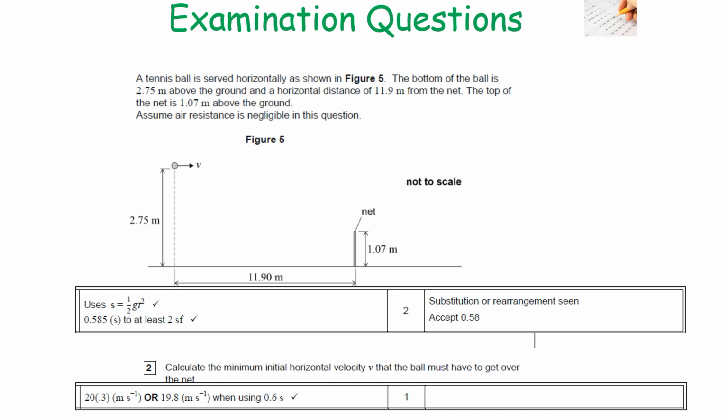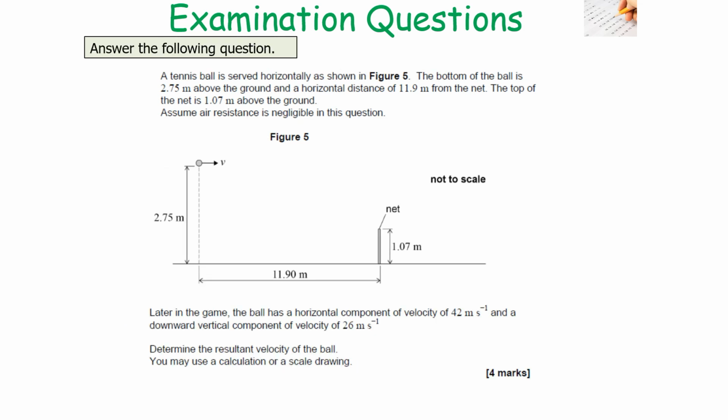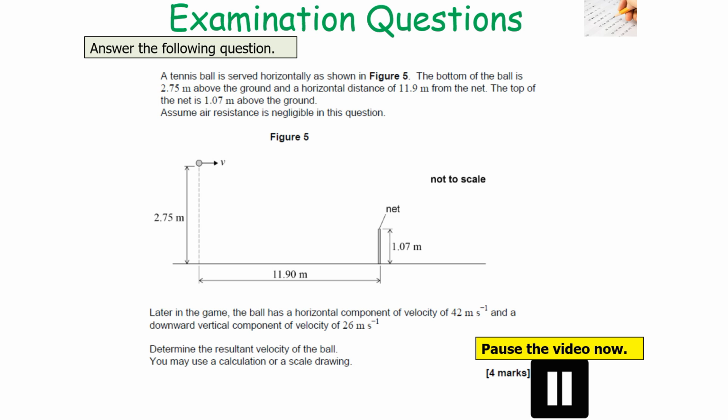Now again, it's very important to note that we can use the equation velocity equals displacement over time, because in the horizontal there are no forces acting on the object, so it has a constant velocity. The next question says, later in the game, the ball has a horizontal component of the velocity of 42 meters per second and a downward vertical component of the velocity of 26 meters per second. Determine the resultant velocity of the ball. You may use a calculation or a scale diagram. So pause the video now, then unpause the video when you want to go through your answer.